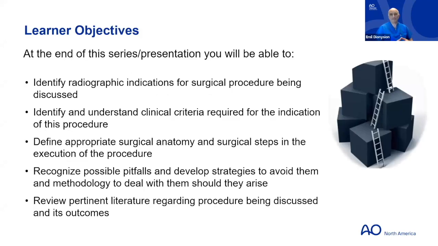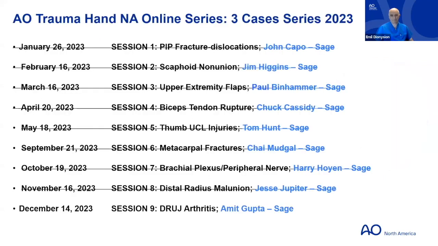Now, the learning objectives for this session are to identify radiographic indications for surgical procedures of distal radius malunion corrective osteotomy, identify and understand the clinical criteria for this surgery, define the appropriate surgical anatomy needed for these surgical steps, recognize the possible pitfalls and possible complications, and have a brief understanding of the literature about this problem.